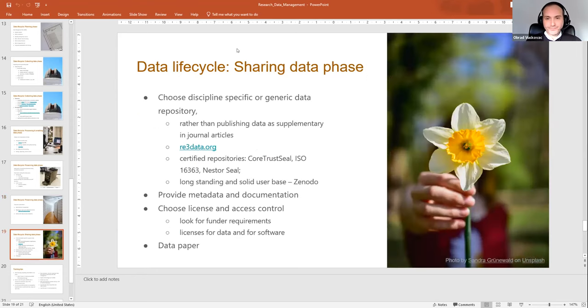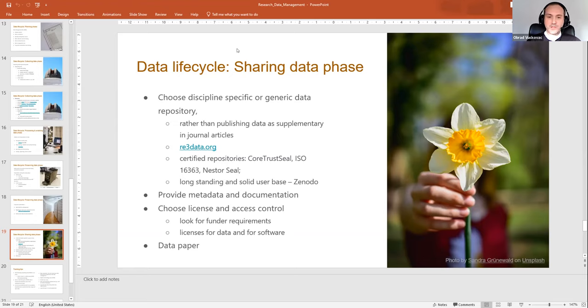During the sharing phase, and I will discuss it in more detail in the last lecture today, there are some things to keep in mind here. Choose repositories where you should share your data. It's better to choose a repository than to deposit data as supplementary material in journal articles. Also have in mind to use trustworthy data repositories, certified, okay, but even if something like Zenodo is not certified, it has a solid user community base and a policy for long-standing preservation.